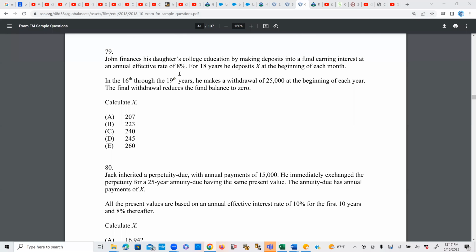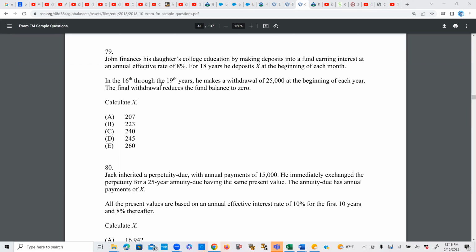John finances his daughter's college education by making deposits into a fund earning 8% effective annual. For 18 years, he deposits X at the beginning of each month. In the 16th through 19th years, he makes a withdrawal of 25,000 at the beginning of each year. The final withdrawal reduces the fund balance to zero.